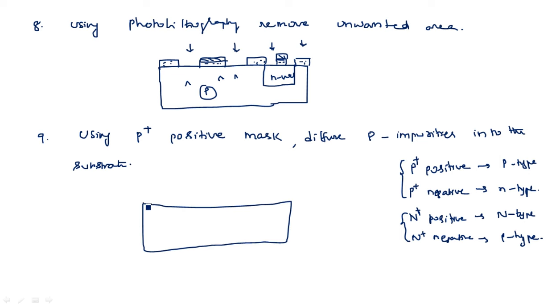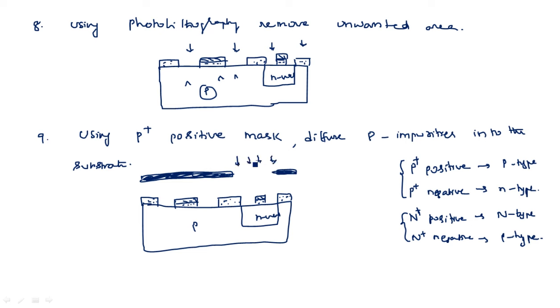So I am taking the same structure here. This is the P-type substrate and N-well. Now what we are doing is using the P plus positive mask for P, where we are going to diffuse the P here. So the remaining area, the entire area, must be masked, and this is also masked. Now using the P plus positive mask, this is the P plus positive mask.